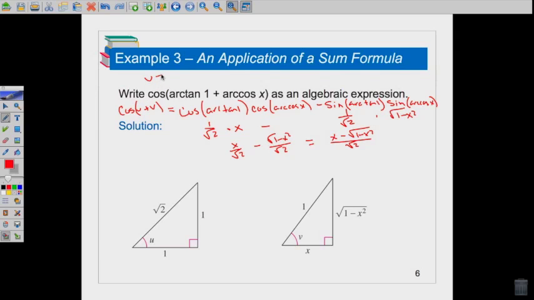That's given the idea that u is equal to arctangent 1 right here, that we're doing u plus v, and v was arc cosine of x. All right, so we were able to take these things and expand it out and then evaluate these numbers using the figures that are below.